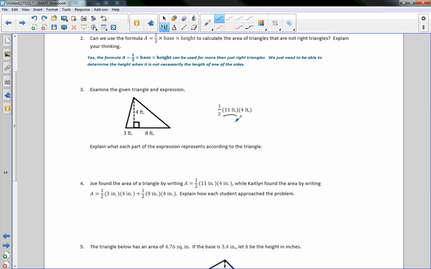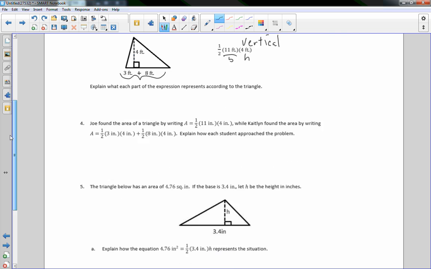The 11 feet is the total base, which is 3 plus 8. So it's the total base. This is the base. And the height, and I'm going to say vertical, it has to be perpendicular to the base. Perpendicular meaning it forms a 90-degree angle. Explain what each part of the expression represents according to the triangle.